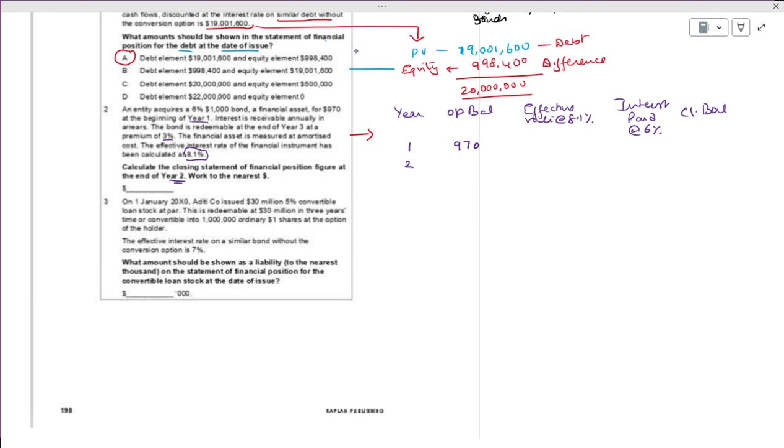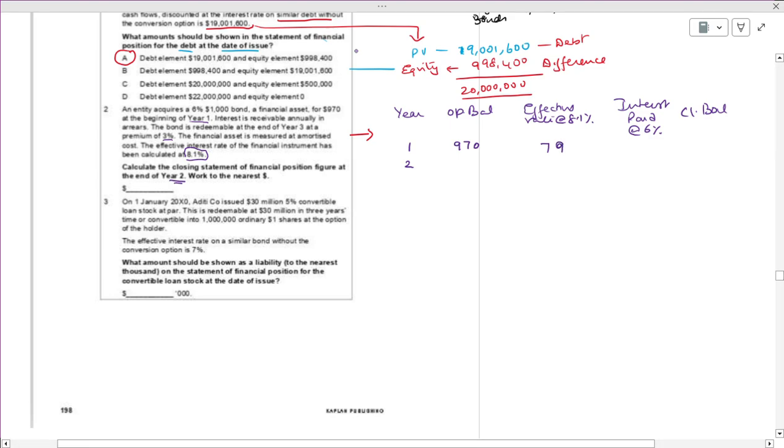$970 times 8.1. How much will you get? Round it off. Nothing will happen. 78.57. You can put it as 79. Nothing will happen. 79.